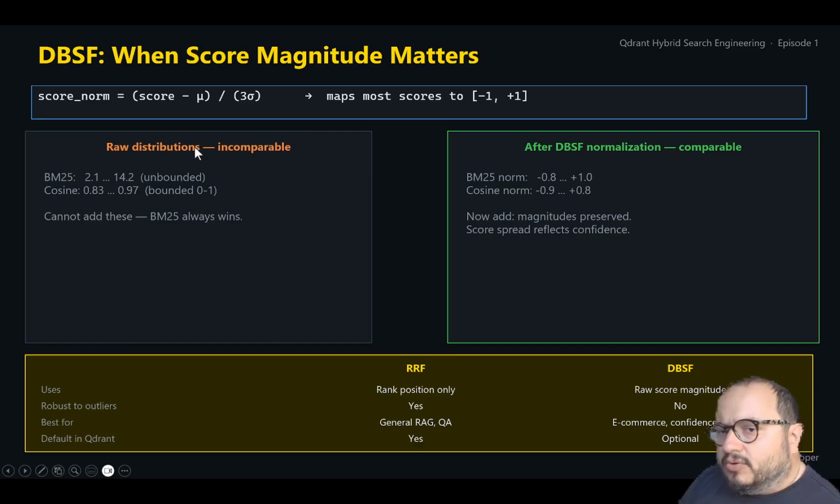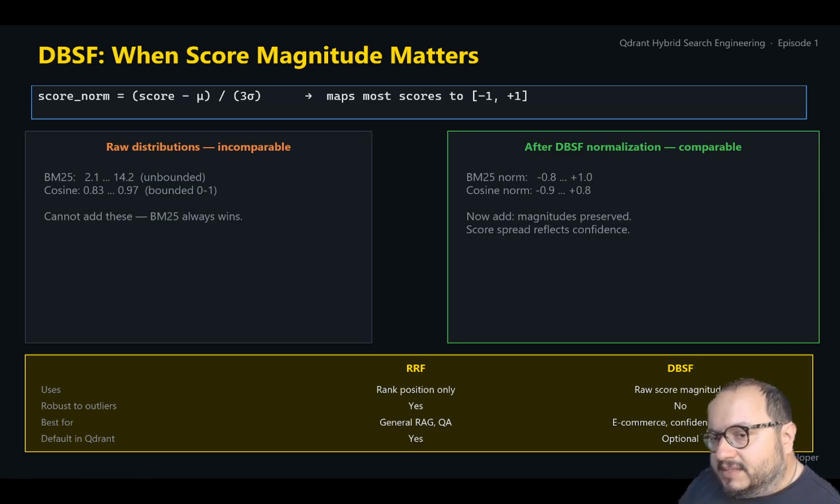Instead of ignoring the raw scores, it normalizes them so they become comparable. The normalization is the 3 sigma rule. For each retrieval list, compute the mean score and the standard deviation. A score is normalized as score minus mean, divided by 3 times the standard deviation. This maps most scores into a bounded range of roughly -1 to +1, with outliers clipped at the extremes.